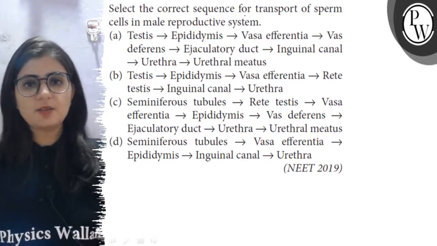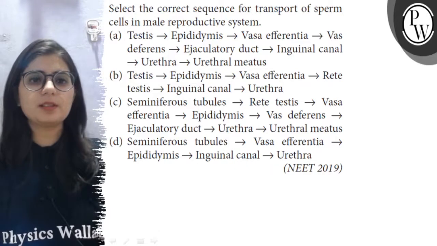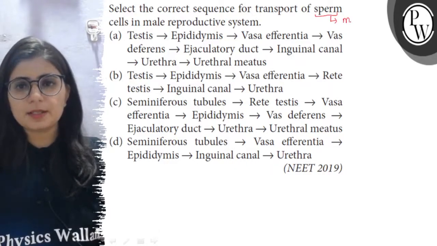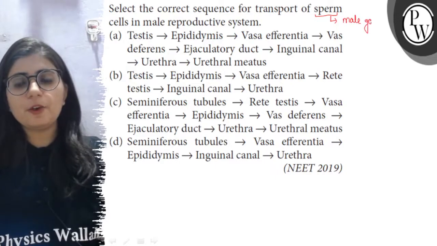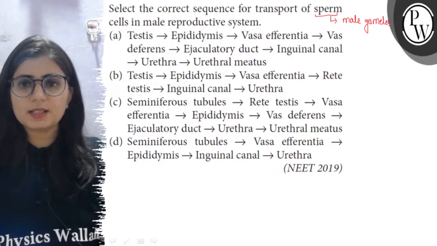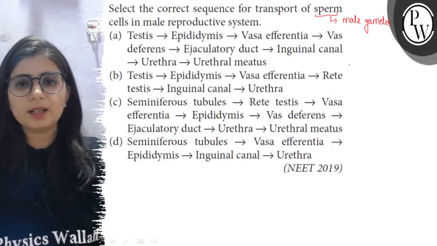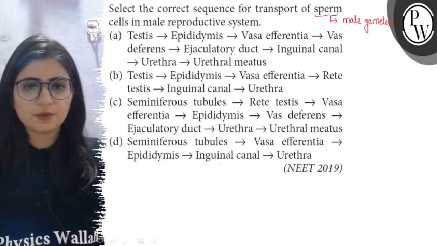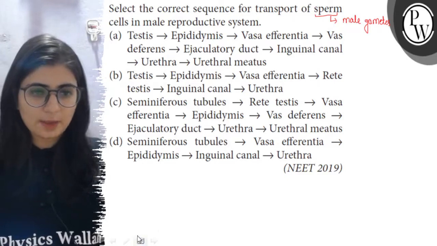Select the correct sequence for transport of sperm cells in the male reproductive system. So sperms, or the male gametes, are formed in the testis, and from the testis they are carried forward by a number of tubes. So we have to choose the correct sequence out of these four. So let's see what happens.